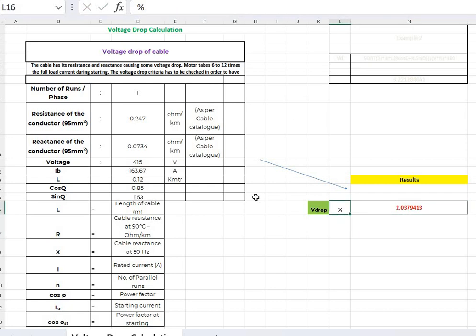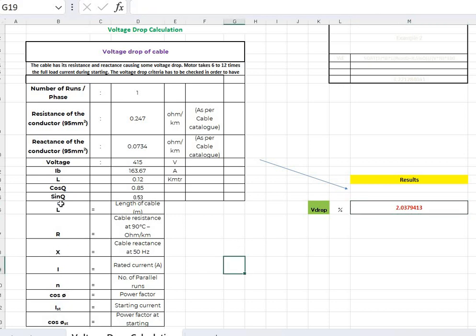And if you change the resistance of the conductors, this one, and the reactance, this, and the voltage level of 415 volts, and I is 163 amperes, and the length is 0.12 kilometers, cos phi is the power factor, and sin theta is 0.53, and this is the calculation Excel sheet formula put here.